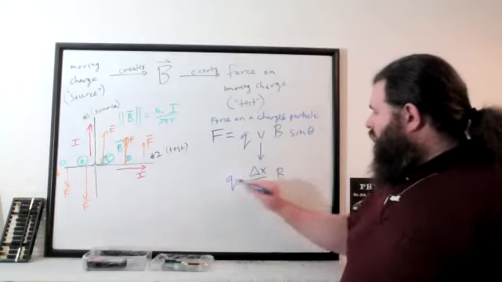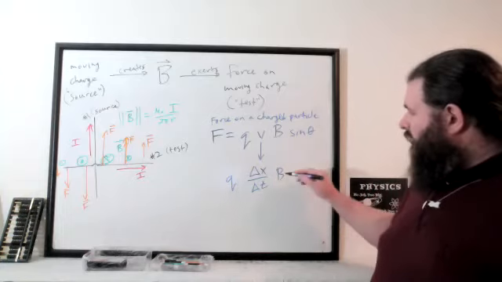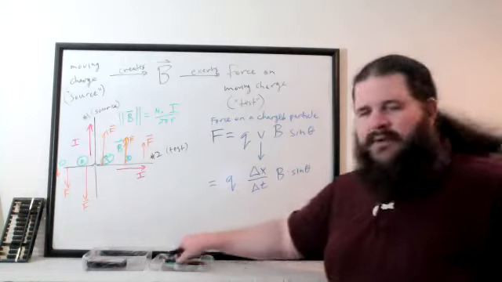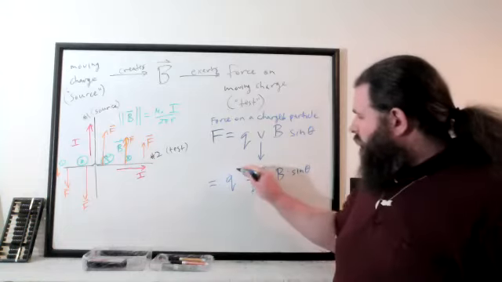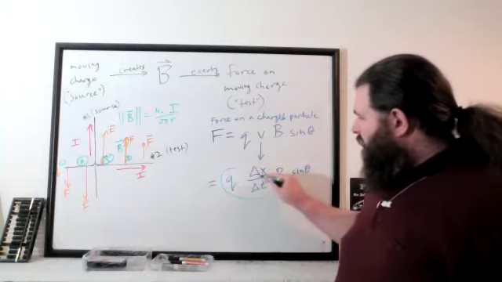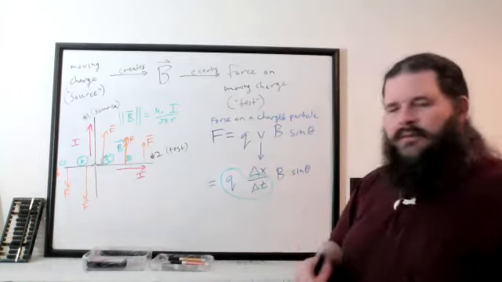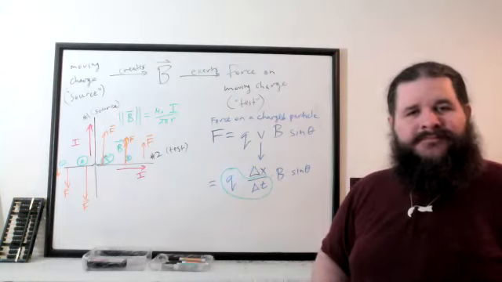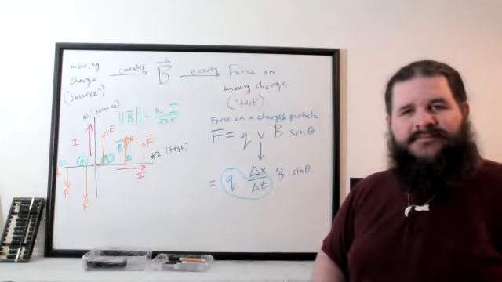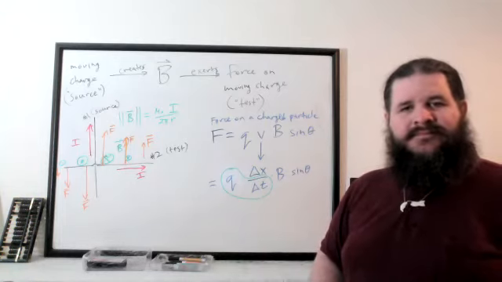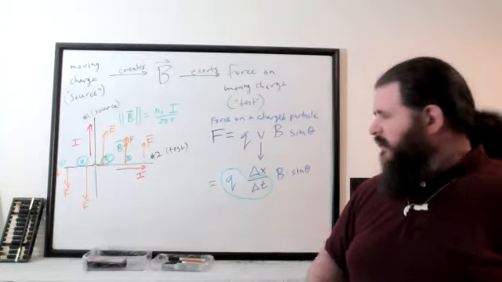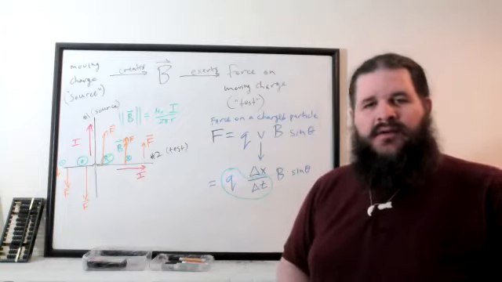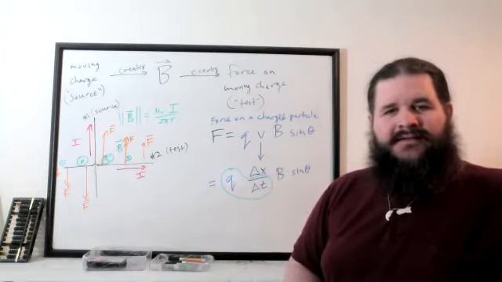So we could write this as Q times distance over time times magnetic field times sine theta. But if we rearrange the terms a little bit, specifically if we combine the charge divided by time, what do we call charge divided by time? That is how much charge per second, how many coulombs of charge per second. What does that mean, or what do we call that?